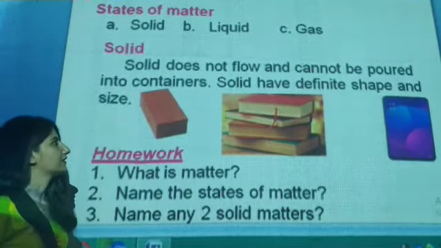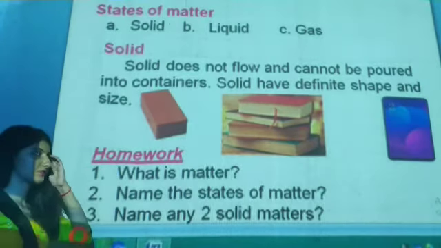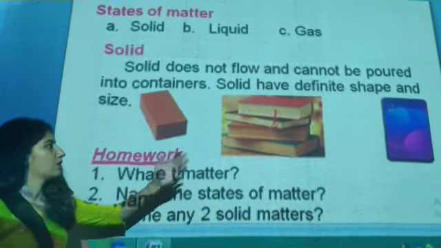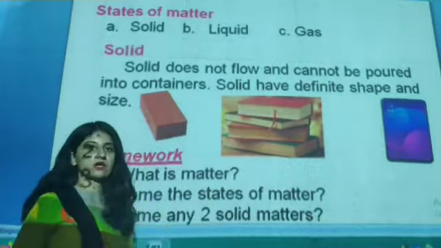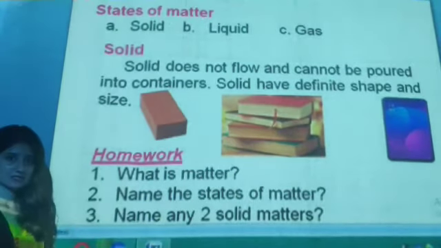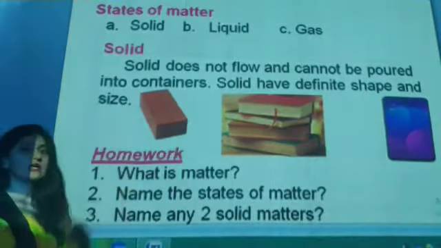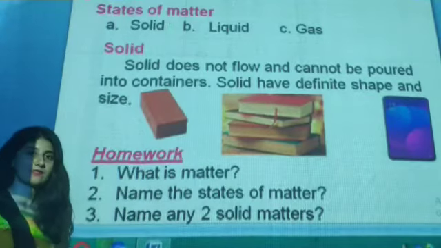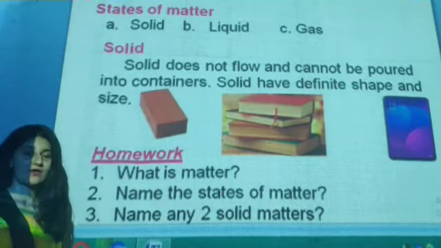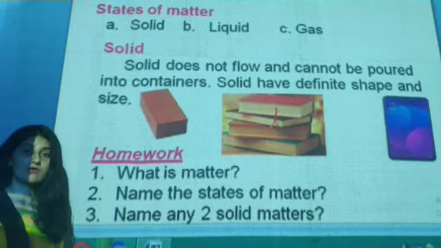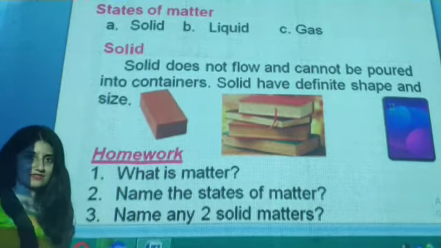Solids have definite shape and size. As you can see here, a brick, books, mobiles have definite shape and size. They are solid matters. Here we have completed today's session. I hope that you have understood and now we are able to say about matter, isn't it?